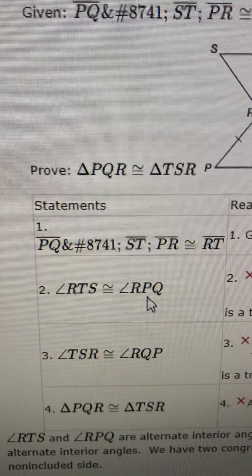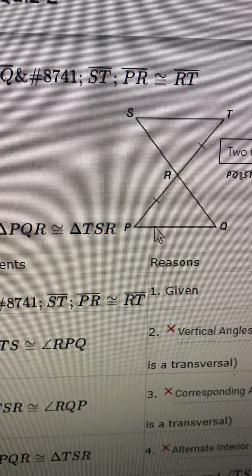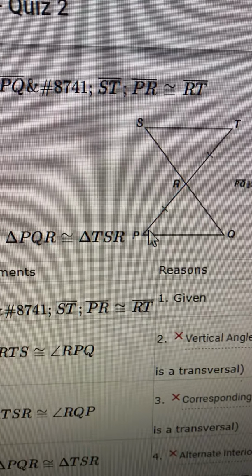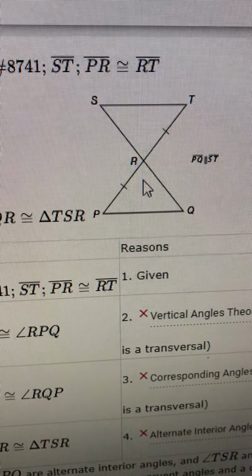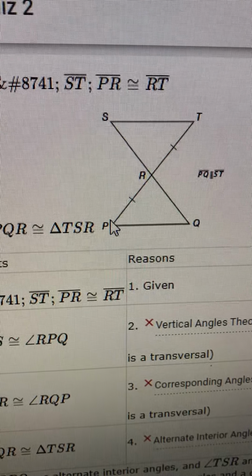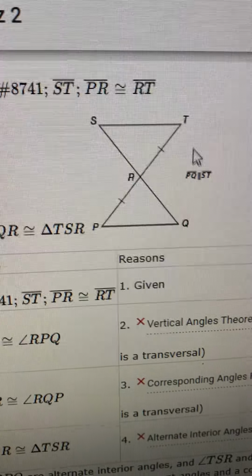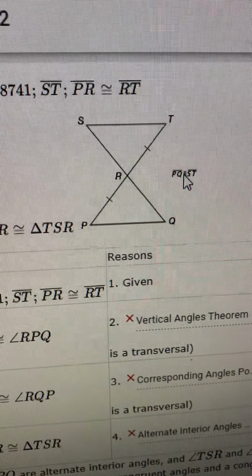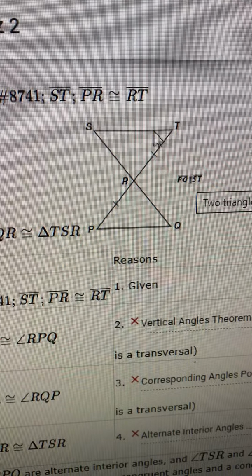So T and P. T is up here, and P is over here. They can't be vertical angles, because that would be right here at R, right here, that makes the X, those are vertical angles. Since they're out here, it has to do with the parallel lines. There's tons of stuff going on with parallel lines. Get all that stuff written down.